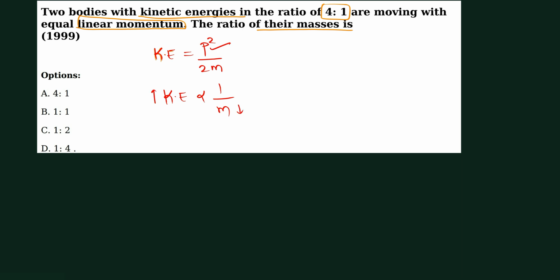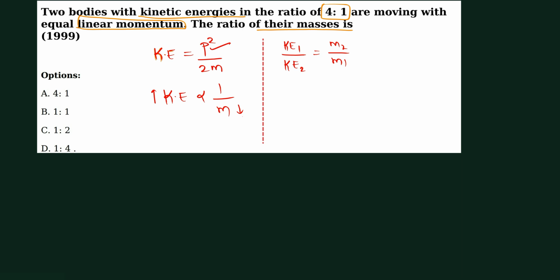Who will run fast, a bigger mass person or a smaller mass person? The smaller person. If mass is less, kinetic energy is more. That means the relation between these two is inversely proportional. If kinetic energy increases, mass decreases. Inversely proportional means we can write KE1 by KE2 is equal to M2 by M1. You make it reciprocal.